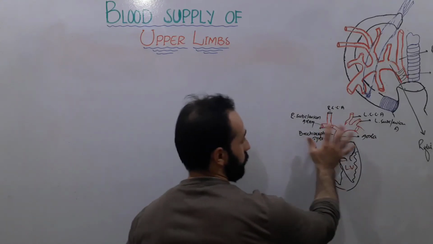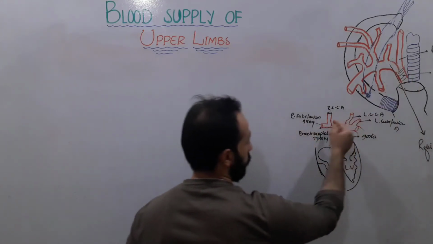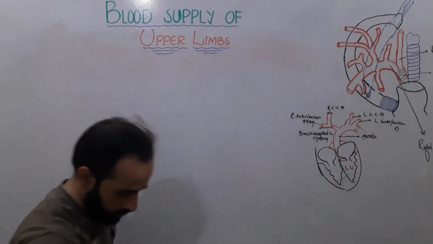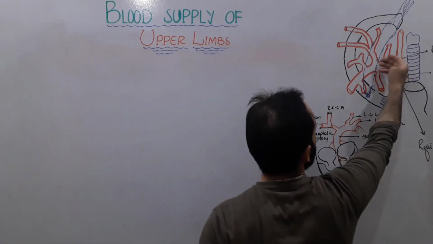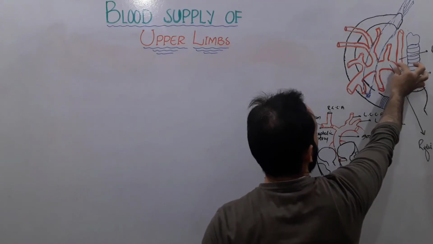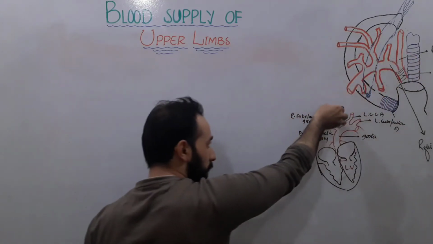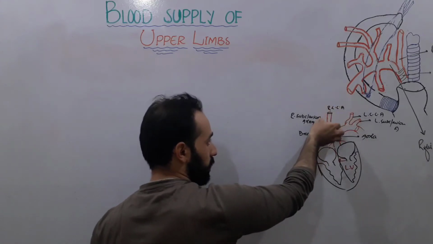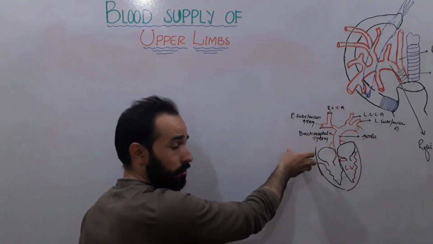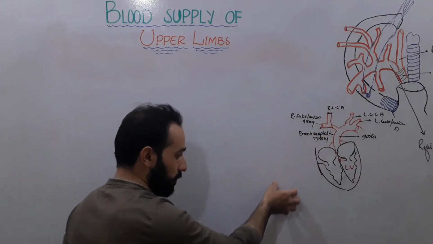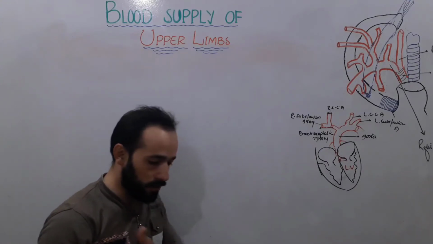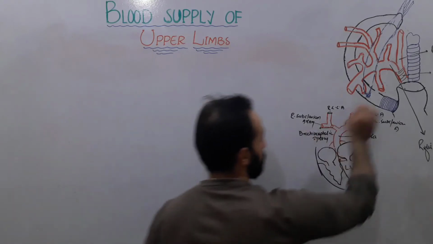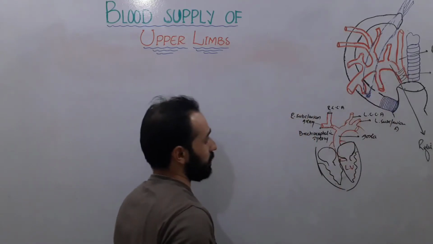If we compare this diagram with this diagram, this part I have done here, I have drawn there, right? So let's see all the branches which are arising from this right subclavian artery, and then we will move forward. Then we will make it axillary artery, and then from that axillary artery there will be the brachial artery, and from the brachial artery we will move forward and supply blood to the upper limb, right? So let me divide this artery first of all.